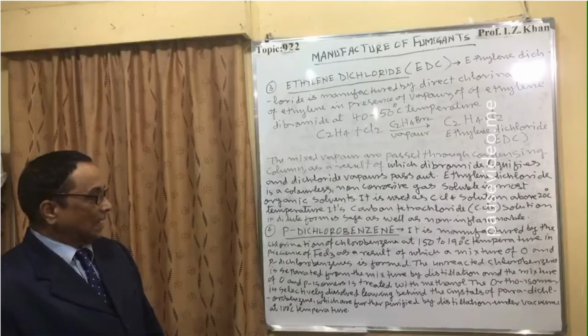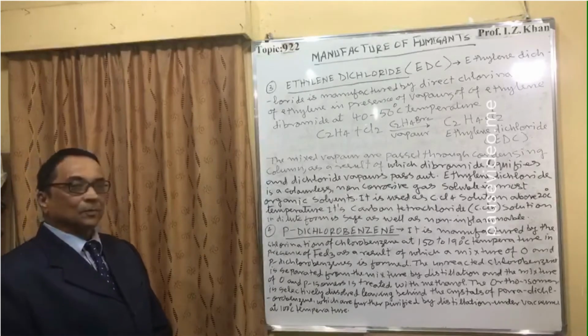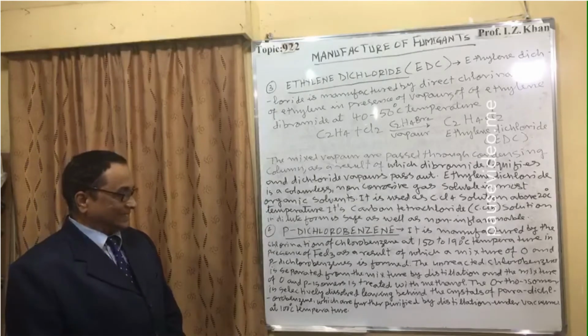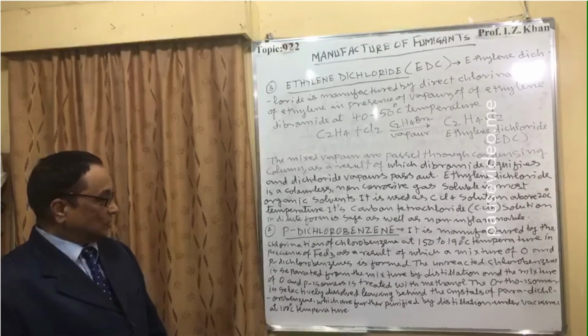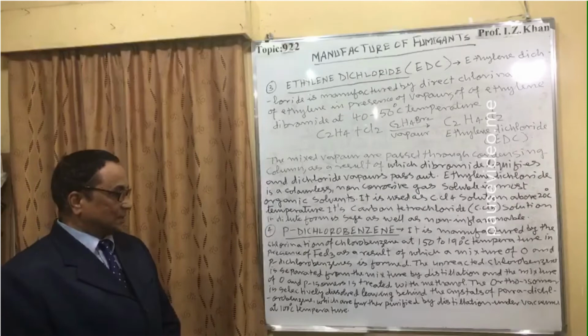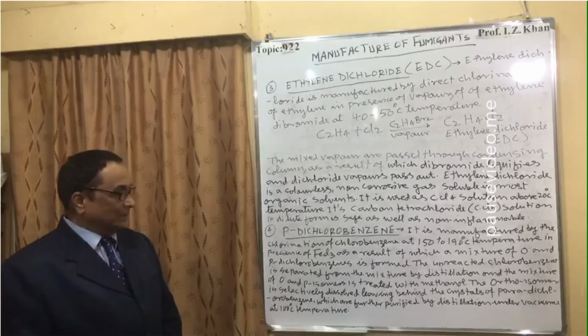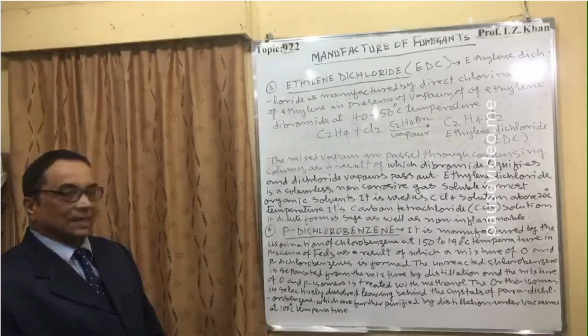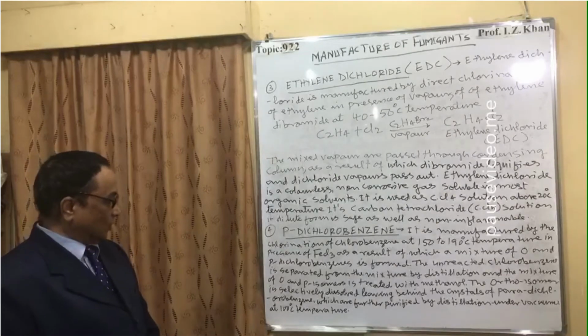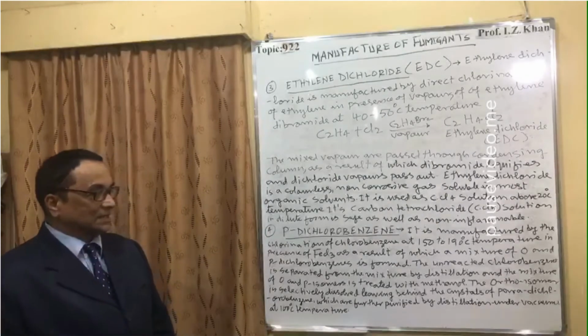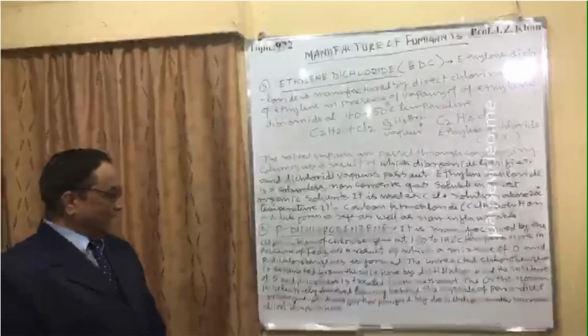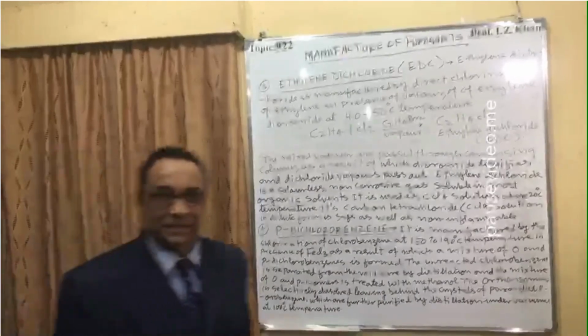So here ortho and para dichlorobenzene are found, and the unreacted chlorobenzene is separated out from the mixture by distillation, and the mixture of ortho and para isomers is treated with methanol. The ortho isomer is selectively dissolved in the methanol, leaving behind the crystals of para dichlorobenzene, which are further purified by distillation under vacuum at 100 degrees centigrade temperature.